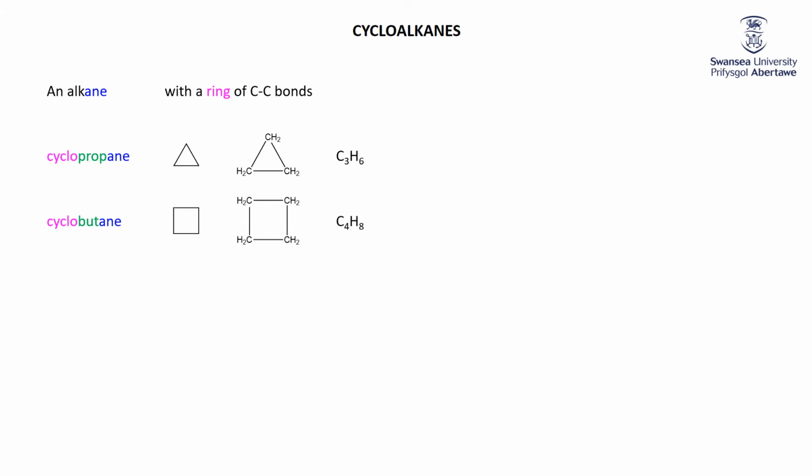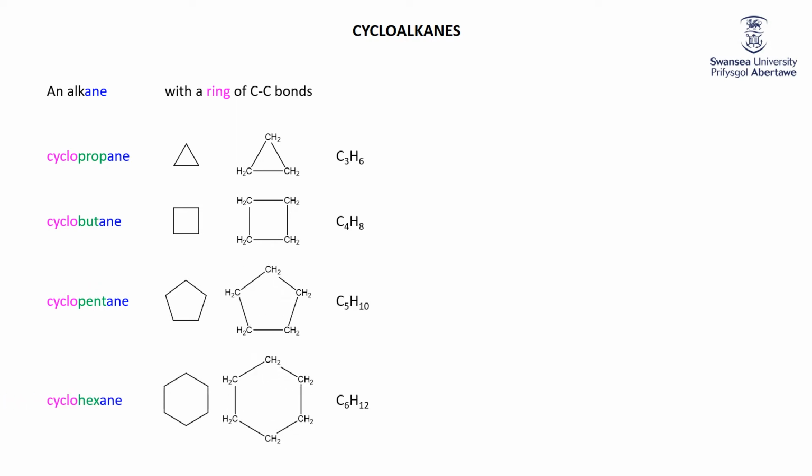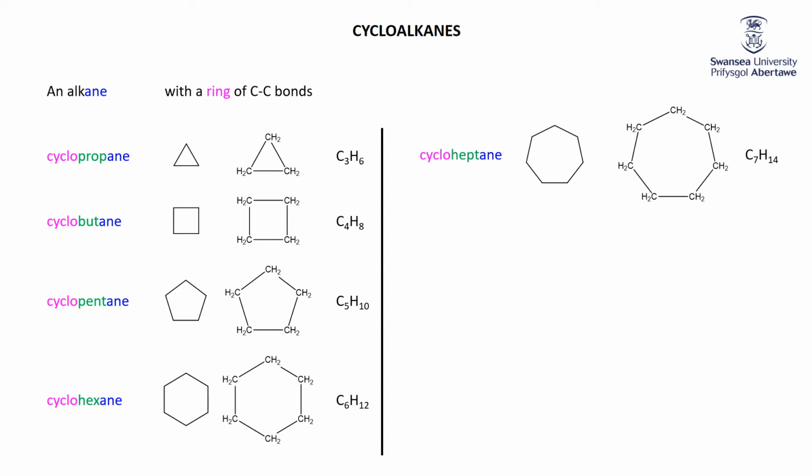No prizes for guessing the next one: cyclobutane, which looks like a square. 4 carbons, 8 hydrogens. Cyclopentane looks like a pentagon. Cyclohexane looks like a hexagon when you draw it like this. Not going to go too far, but we will do the heptane, which looks like a 50p coin, and the octane, which is just a nice, cool stop sign type of thing. So C3H6, C4H8, C5H10, C6H12, C7H14, and C8H16.